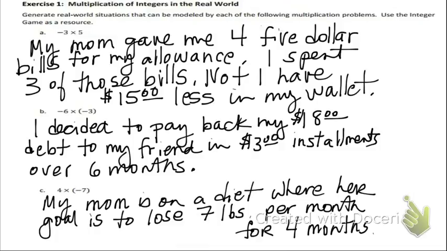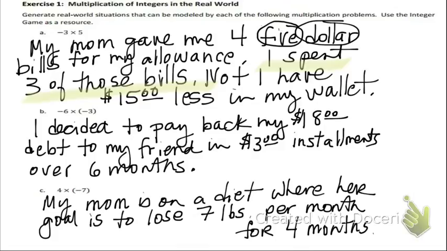I'm thinking my mom gave me 4 $5 bills for my allowance. That means I'd have $20, but it doesn't really matter how much I have, but just the fact that I have $5 bills. I have 4 of those. The next part is what matters, but I spent 3 of those bills. Okay, so I spent 3 of those $5 bills.